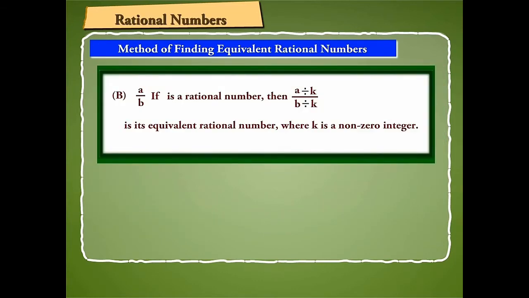B. If a by b is a rational number, then a divided by k by b divided by k is its equivalent rational number, where k is a non-zero integer. Example, minus 4 by 32, we can write minus 4 divided by 2 by 32 divided by 2. That is also equal to minus 4 divided by minus 4 by 32 divided by minus 4. That is equal to 1 by minus 8, that is minus 1 by 8.